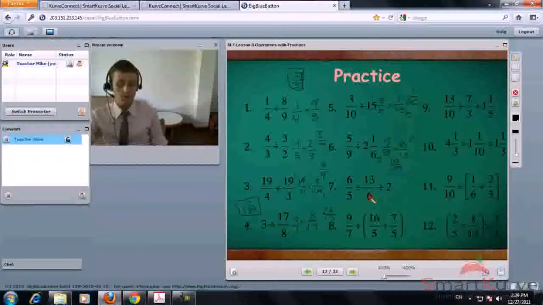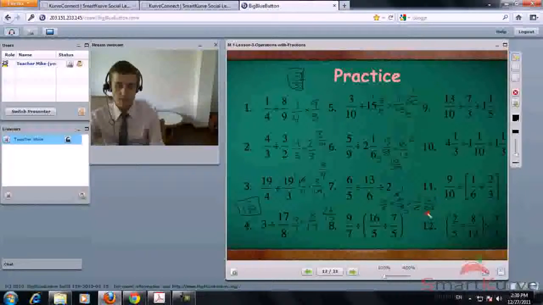Now we have multiple. 6 over 5 times 6 over 13 times 1 over 2. Now we can reduce. 2 cancels out with one of the 6's, becomes a 3. Now the 3 and the 15 can cancel out. The 3 becomes a 1, the 15 becomes a 5. We now have 6 over 25.